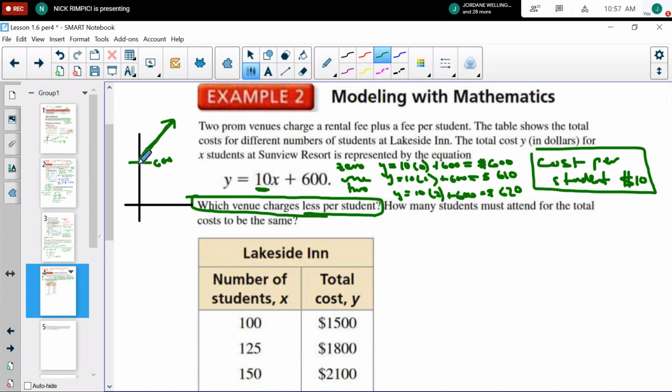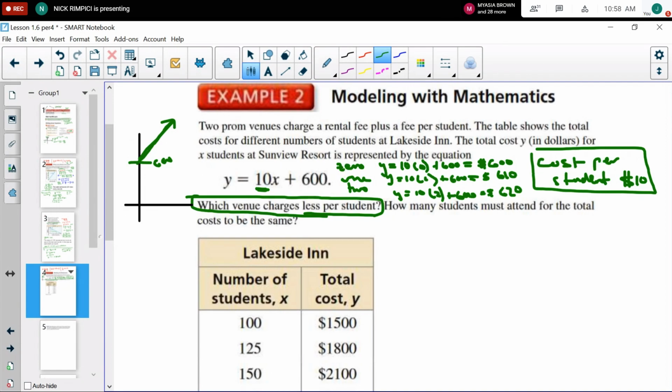You'll notice I didn't make the line continue this way because that would make no sense, because in real life, you can't have negative students. That's impossible. So it's got to be zero or bigger for the x-axis. So this line ends right here and continues this way only. So that's Sunview Resort, and that's pretty easy because we just look at it and tell it's 10.